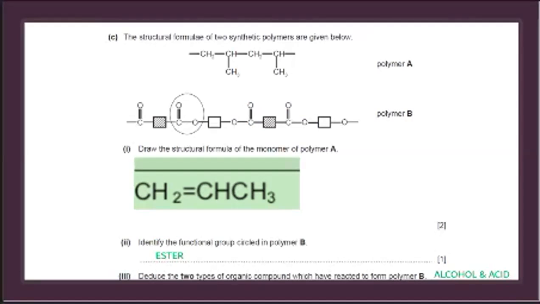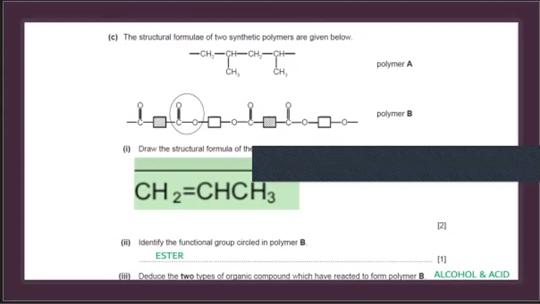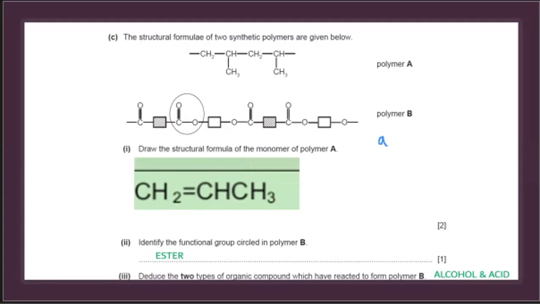In order for us to get an ester, an acid plus an alcohol gives us an ester. An acid plus an alcohol gives us an ester. So the two organic compounds that would have reacted would have been the alcohol plus the acid.